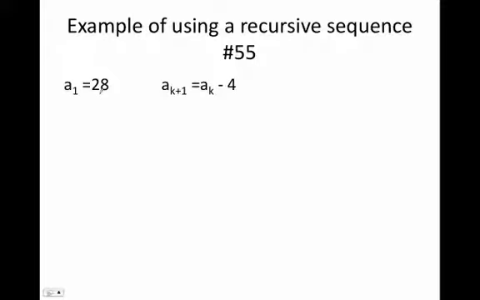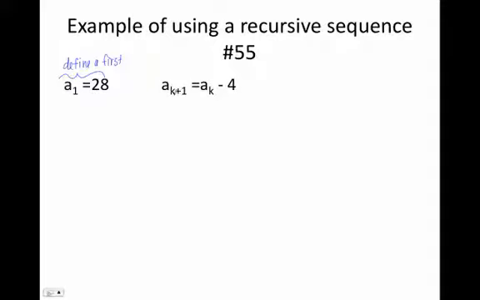Okay, let's do an example of using a recursive sequence, now that we have mentioned what it is. What I want you to see is that they're going to have to define a first term for you. So this is where they define a first term. They're always going to have to define at least one term for you, a starting point or some sort of place to start. So there's our definition of a starting place.